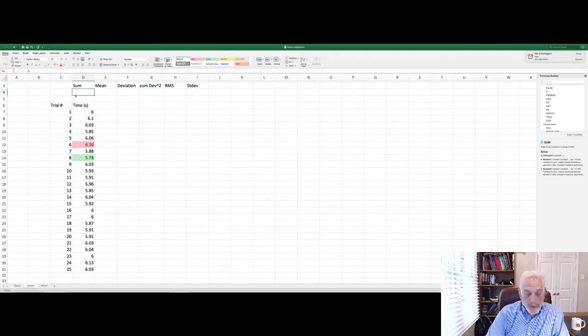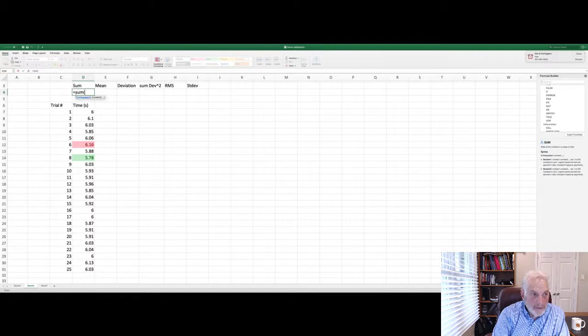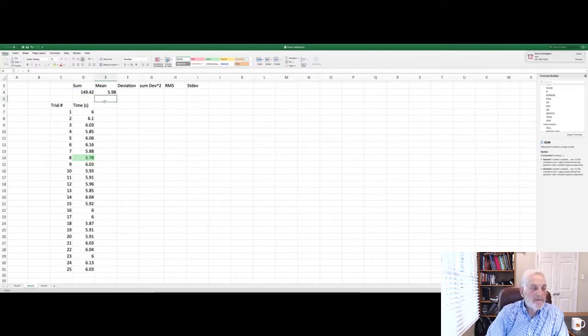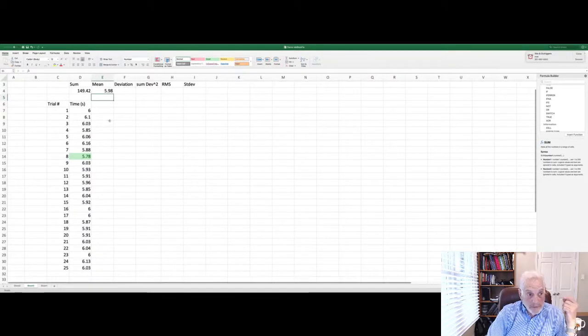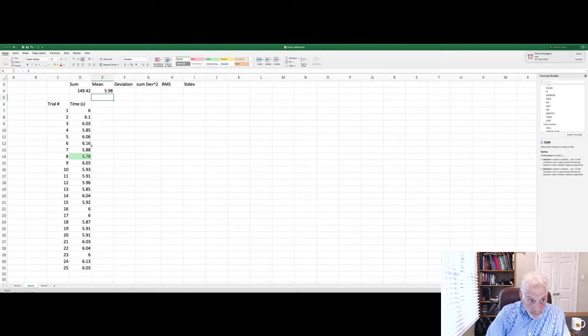Just like we described, we would sum up the numbers, which we can do by saying sum of this column, and that's 149.2. We take this column and divide it by the measurement number, which is 25, and that will give us the mean of 5.98 seconds. So we've seen we have a width which goes from 2 extrema to a mean of 5.98 seconds.